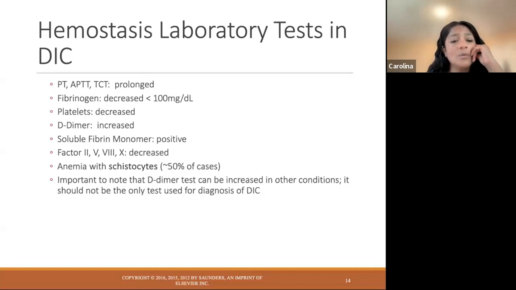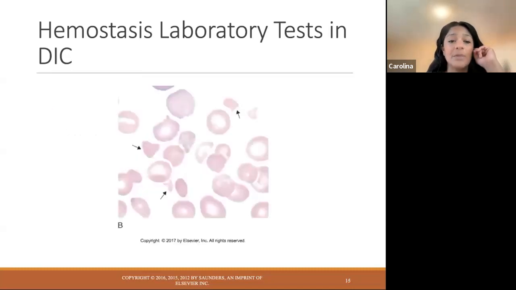Okay, so it's important to know that D-dimers can be increased in other conditions as well. It's not the only test that we're going to use to diagnose DIC. We have to use a series of tests. D-dimer is a very helpful one, but it's not the only test that we can use. So we talked about this last time when we explained DIC and the formation of schistocytes because of the microthrombi that are being formed in the vasculature.